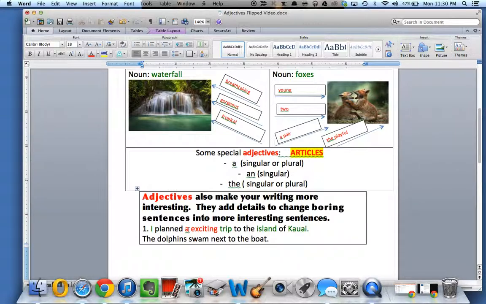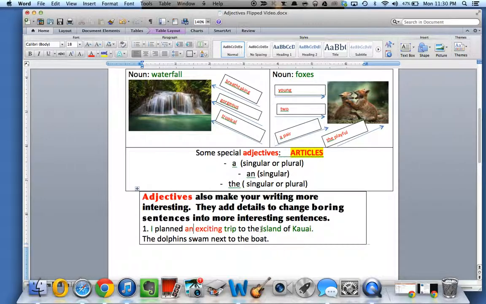Therefore, instead of "I planned a exciting," it would be "I planned an exciting trip." And now it shows that it fixed itself. So, I planned an exciting trip to the island of Kauai. We can make the sentence more interesting by adding a little bit more to our sentence.